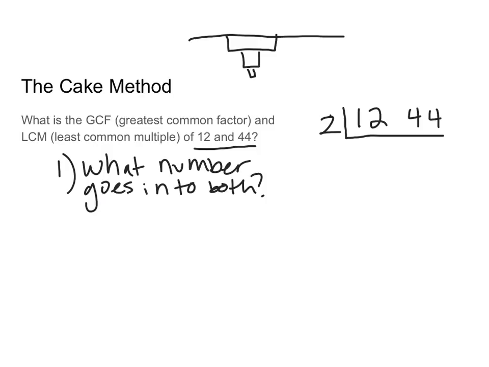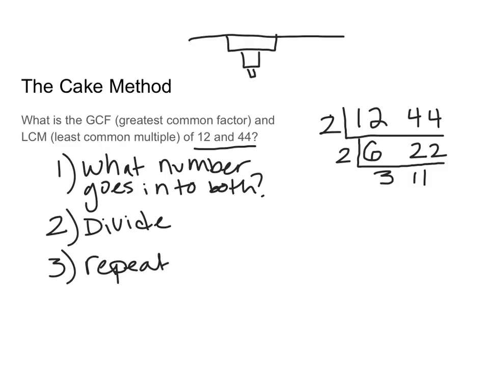Then the next step is to do that division. 12 divided by 2 gives you 6, and you put the 6 underneath. 44 divided by 2 gives you 22, and you put the 22 underneath there. Then you draw another L like that. You can see where the cake's coming from. And you do it again. What's a number that goes into both 6 and 22? Well, I see 2 again, which leaves me with 3 and 11.